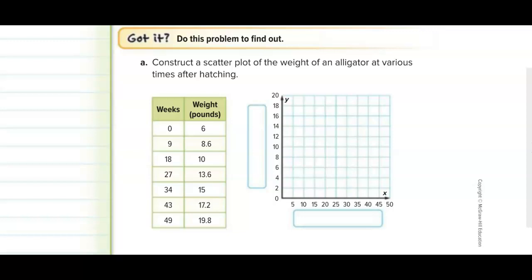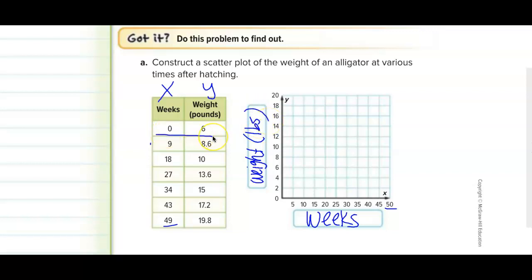Weeks. You can see that looking at the weeks, that's probably going to be our x-axis because it goes all the way up. Our x-axis goes to 50 and our largest number is 49. So this is our x and this is our y. So make sure we label our x and y axis too. So x represents weeks, y represents weights in pounds. Okay? Then we just graph them.